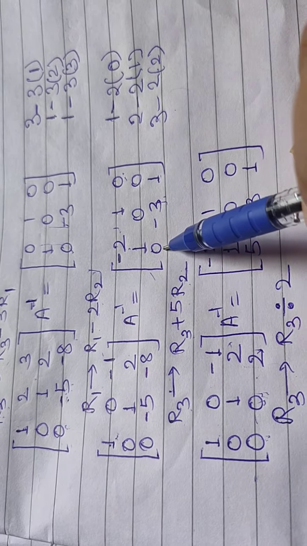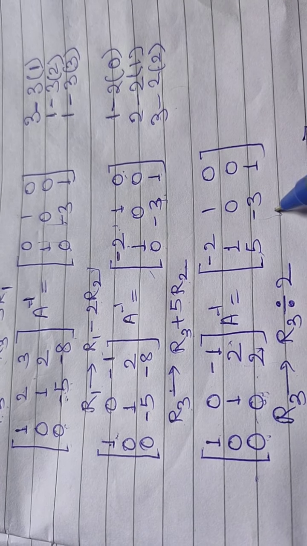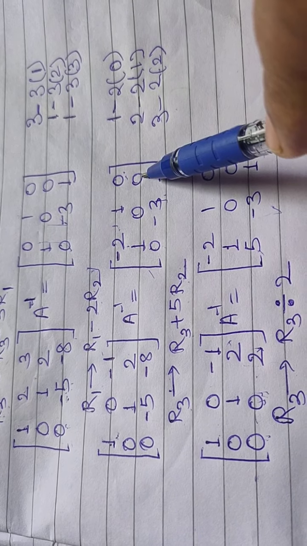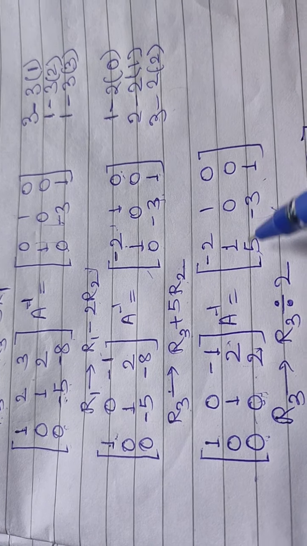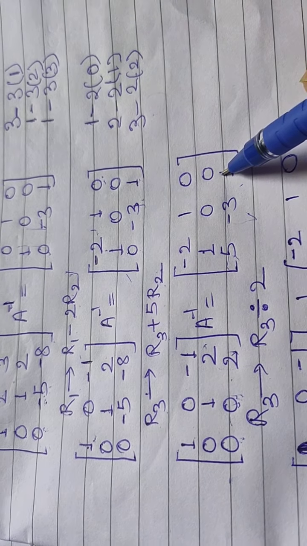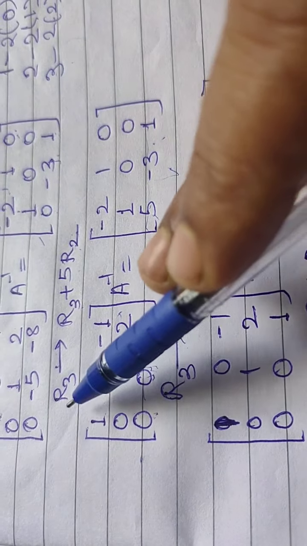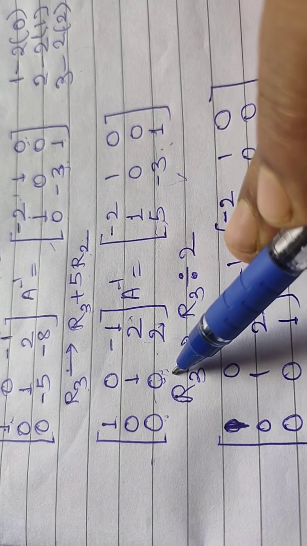So 5 into 1 plus 0, so we get 5. Here 5 into 0 is 0 minus 3, minus 3. And then 5 into 0 is again 0 plus 1, 1. Okay, this is the third row on the right hand side. So now we get the first column as well as the second column.